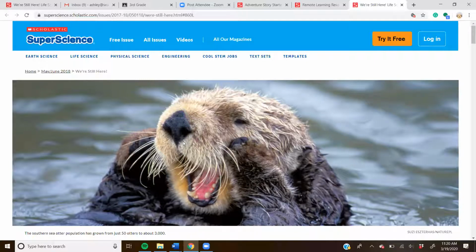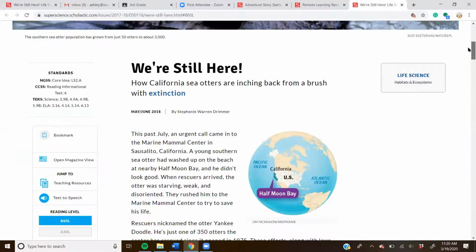I'm going to go ahead and we're going to do popcorn reading to make sure that everybody gets a turn to read. I am going to scroll. It says, We're still here: how California sea otters are inching back from a brush with extinction. Addison, what does extinction mean? They all died a long time ago or something. Okay, it doesn't have to be a long time ago. It could actually happen now, but you're right.